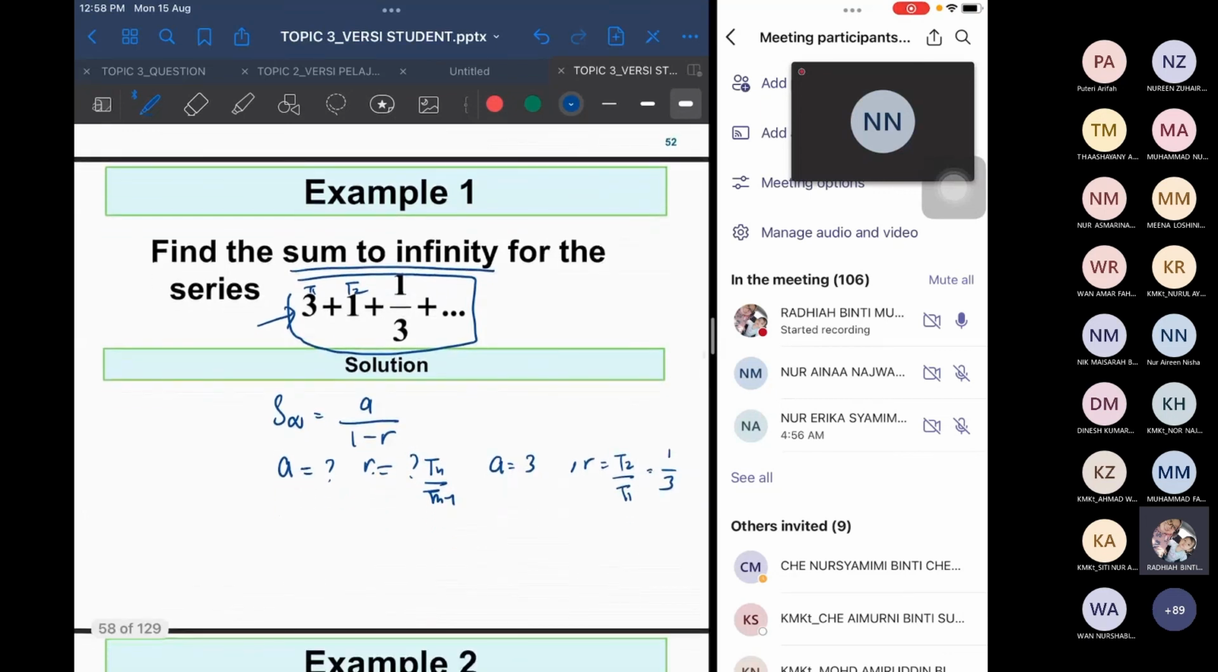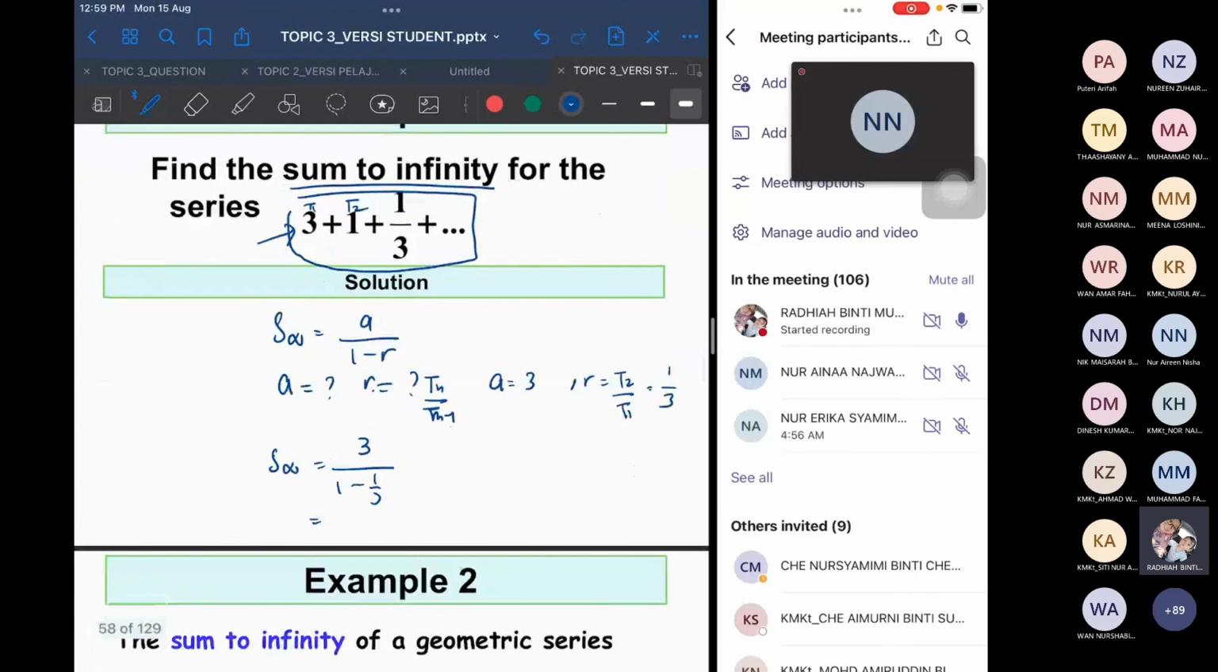So you just substitute into the formula S to infinity 3 divide by 1 minus 1/3. And then you tekanlah, you dapat berapa. Nak habis dah kelas. Pukul 1 saya berhenti dengan automatic. Okay, and then you akan dapat, ni 3 ya. 9 over 2.